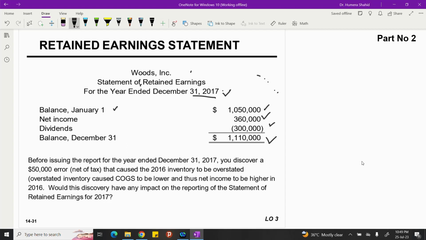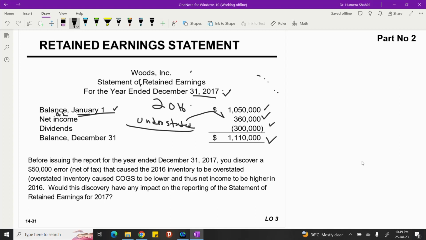1,110,000. For example, while preparing this statement, you came to know that last year, which was 2016, some items understated your net income, meaning net income was recorded less. So in the current year, when you are preparing the retained earnings statement, after putting the opening balance, you will do the adjustment for these errors and you will increase.